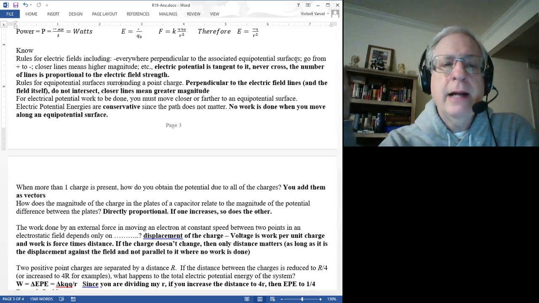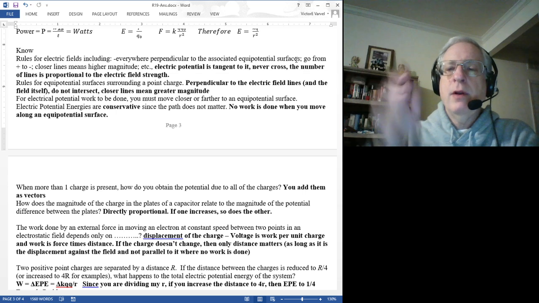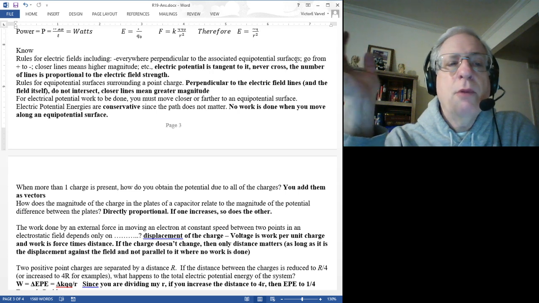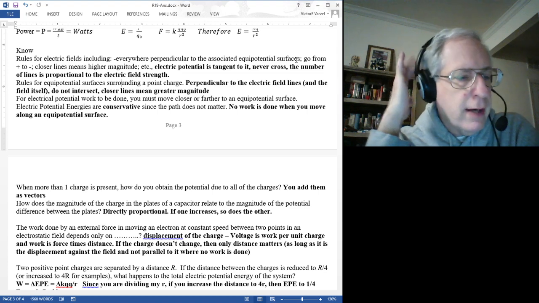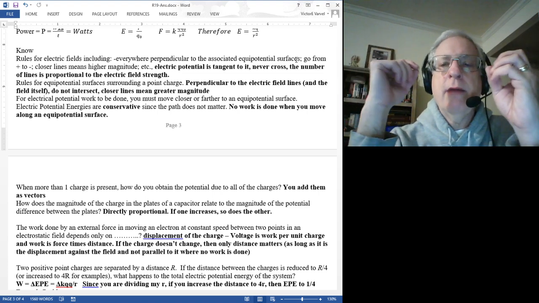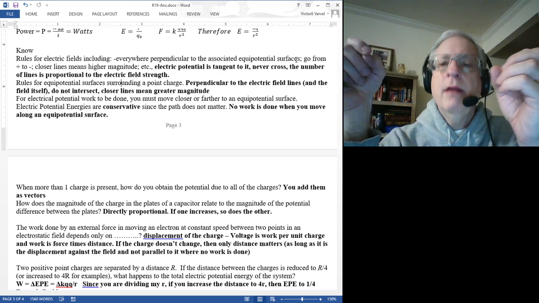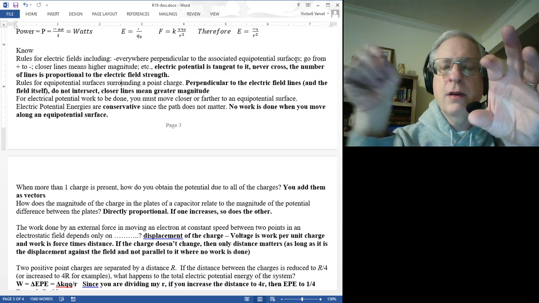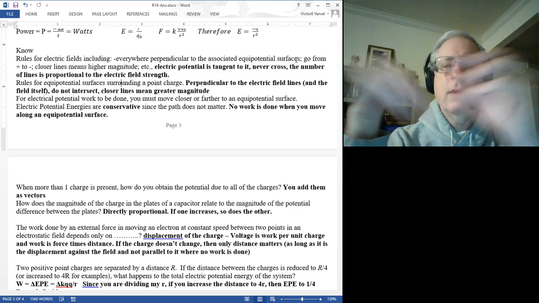Closer lines mean higher magnitudes, and a few other things I didn't put on there. The field lines at any point on that field line point in the direction of the electric field. They never cross, and the number of lines is proportional to the electric field strength. So if I'm going to use a drawing where I have a +3 charge and a -1 charge, there have to be 3 times as many lines coming out of the +3 as there are going into the -1, because the +3 has 3 times the charge of the -1.